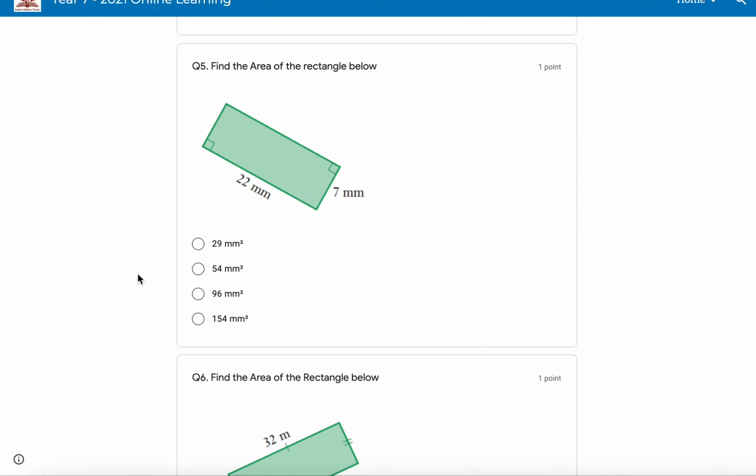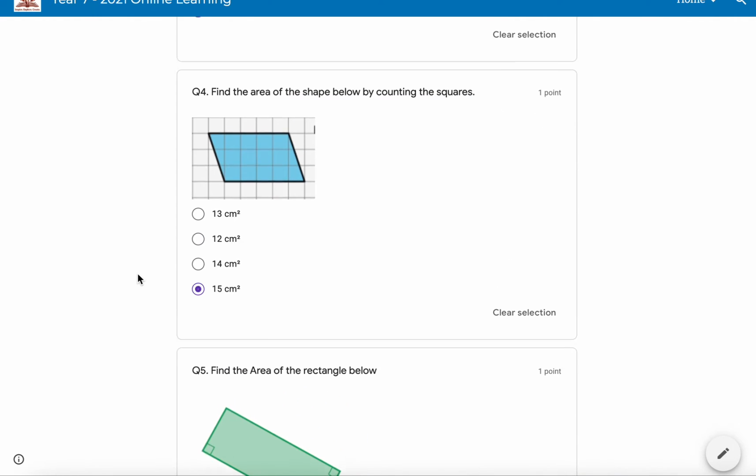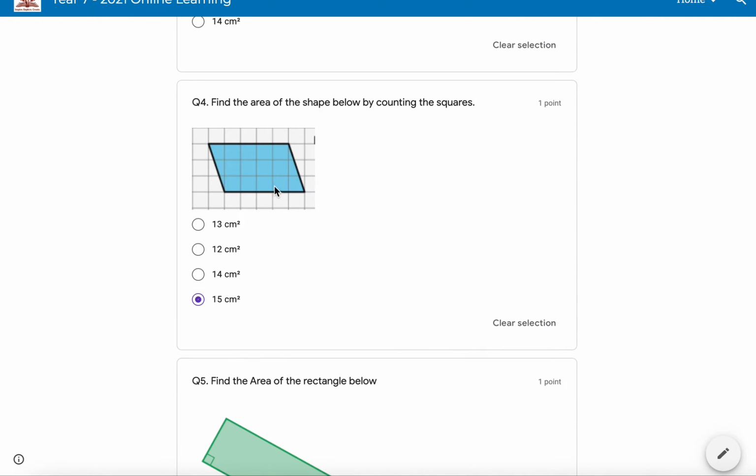Okay, find the area of the rectangle below. Now, when we're finding area of a rectangle, when we were doing it with squares, say for example with this little rectangle inside this shape, what did we do? We multiplied the number of square centimeters, because remember these are square centimeters. We multiplied the number of square centimeters across by the number of centimeters that go down.